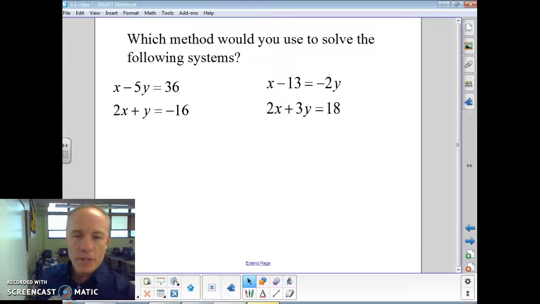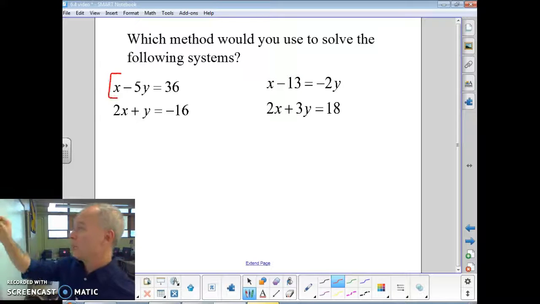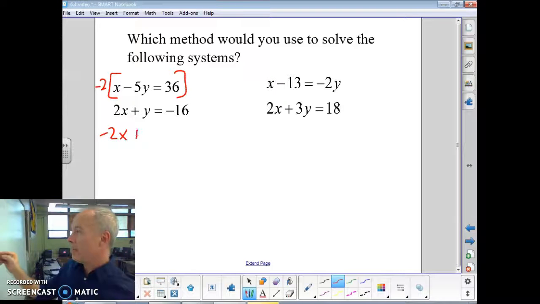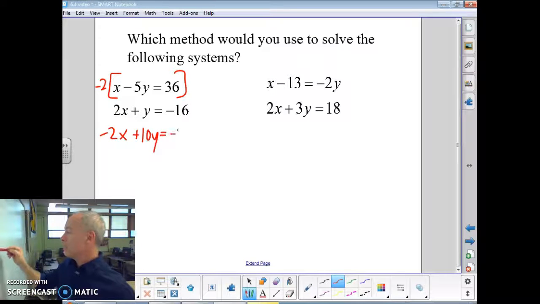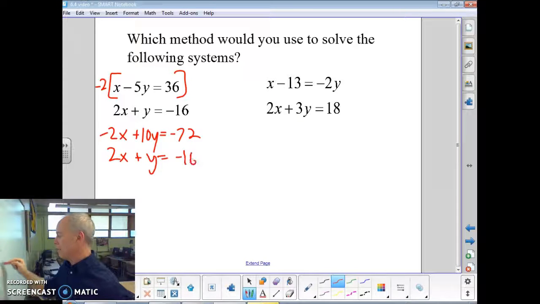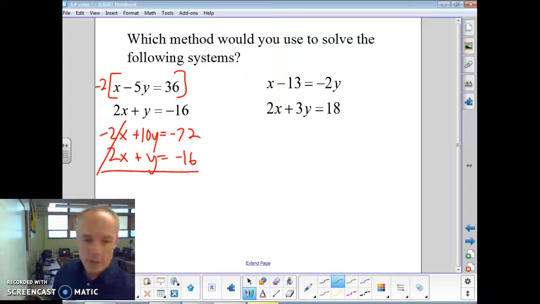Which method would you use to solve the following system? Well, in the first case, you've got both of the equations in standard form. It would be very simple to multiply either the first one or the second one by something to create a zero pair, so I would use elimination. Maybe you would multiply the first one by -2, which would leave you with -2x plus 10y equals -72. Now you can see how nicely you've got a zero pair, and you can eliminate the x values and go on to solve for y.